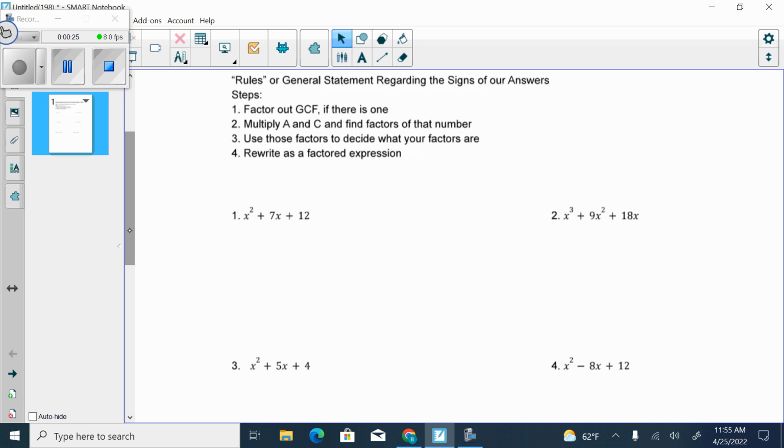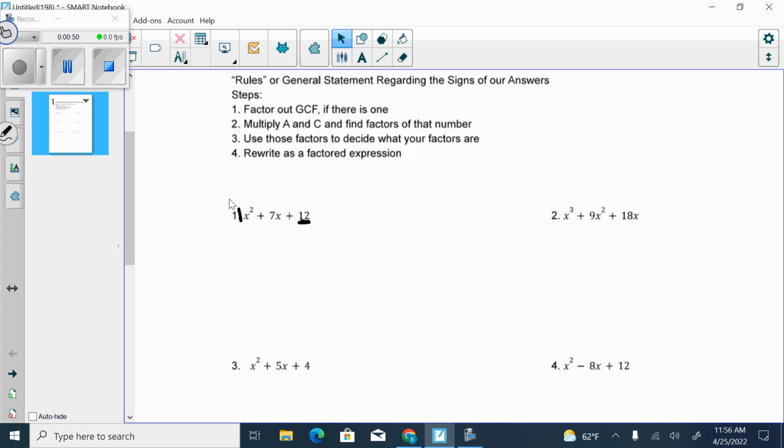No GCF, okay. So then I look for what my factors would have to be, right? So I'm looking at this number here, because this is just a 1. 1 times 12 is just 12. So I'm looking at my 12 to decide what numbers are going to multiply to give me 12 and add to give me 7.